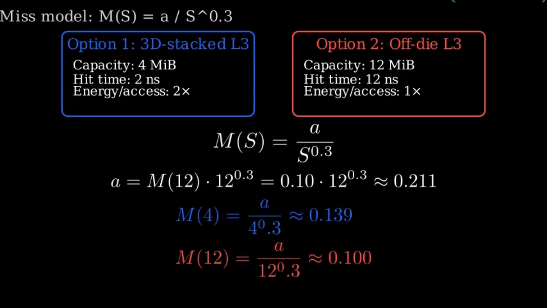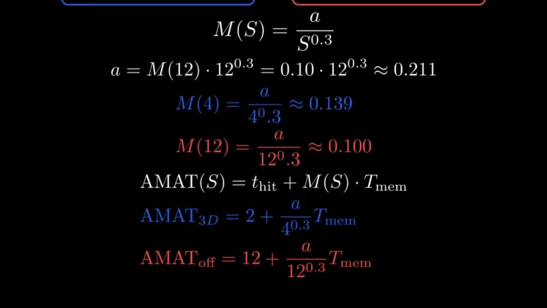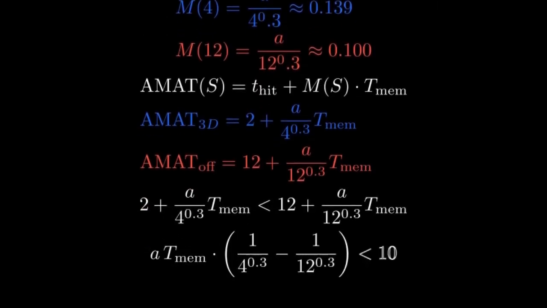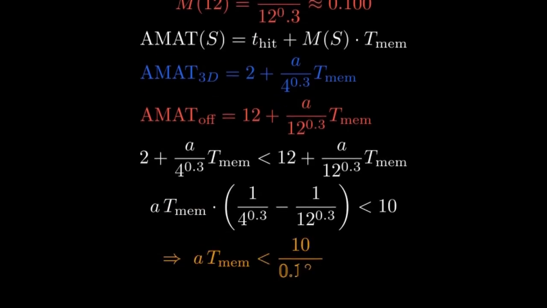Performance comparison uses the average memory access time, or AMAT. For an L3 as the last on-chip cache, a simple model is AMAT equals L3 hit time plus miss rate times memory penalty. We write these two AMATs. To ask when the 3D L3 is faster, we set its AMAT less than the off-die one and solve. This gives a threshold on a times memory penalty. Numerically, that threshold is about 54. So if a times memory penalty is below 54, the 3D cache wins on latency.